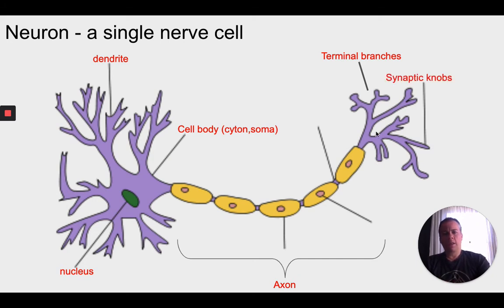At the end of these terminal branches are what we call the synaptic knobs. You see here. Along the axon are the Schwann cells.